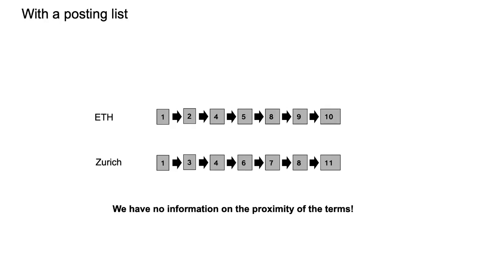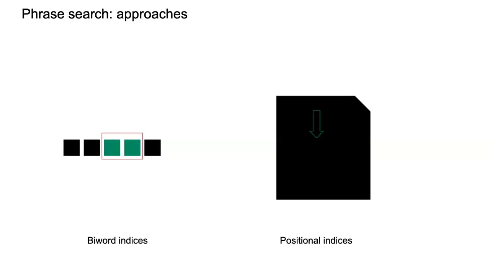Does document 1 contain ETH and right after ETH, Zurich? I don't know. I have no idea, because this index here lost information. So we need to find a way to modify or tweak that index in such a way that it's going to be aware of the proximity and the succession of the words.